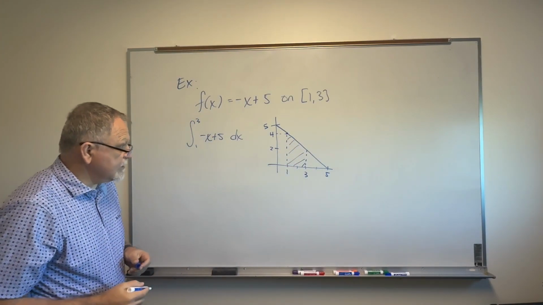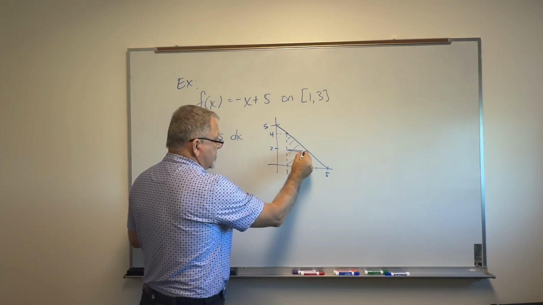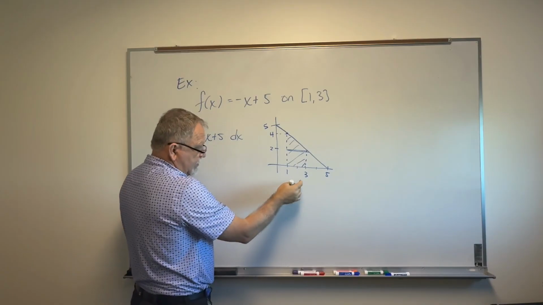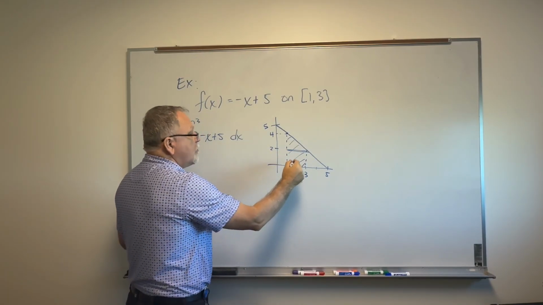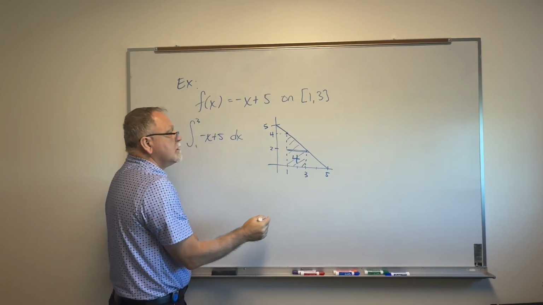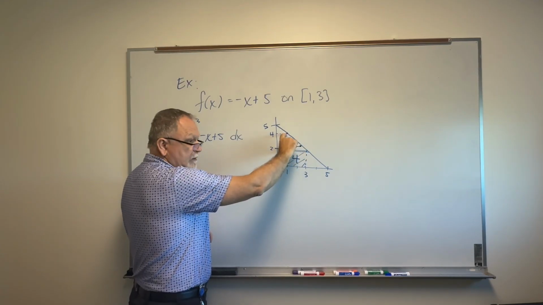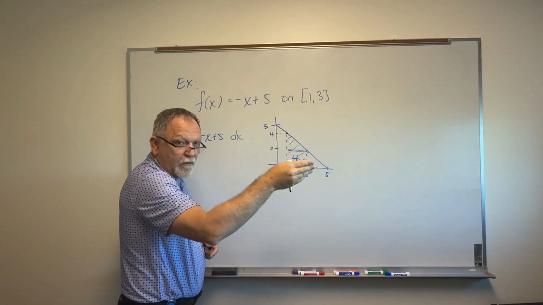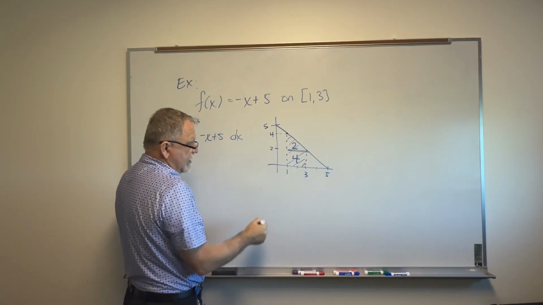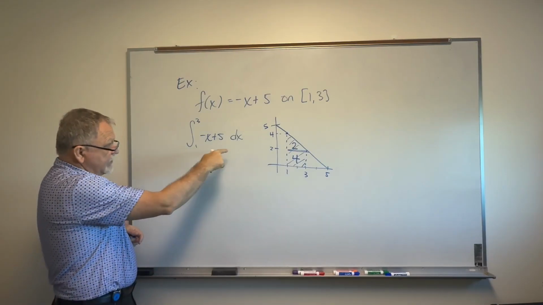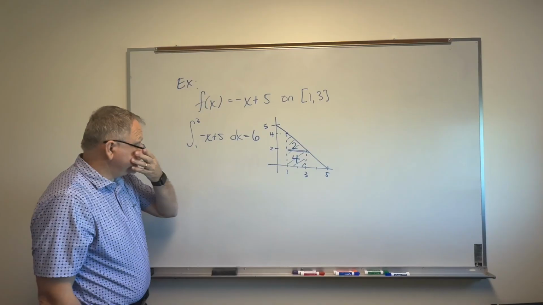Now I can break that into two different geometric shapes. I've got this triangle here and then this rectangle. Now this rectangle has width 2, height 2. So 2 times 2 is 4. So the area of this piece is 4. This triangle has base 2 units, height 2 units. 2 times 2 is 4, but it's a triangle, so I need to take half of that. So that gives me 2. So altogether, I've got 6. So this definite integral is equal to 6, and I found that value geometrically.